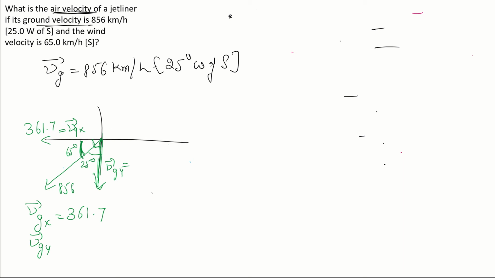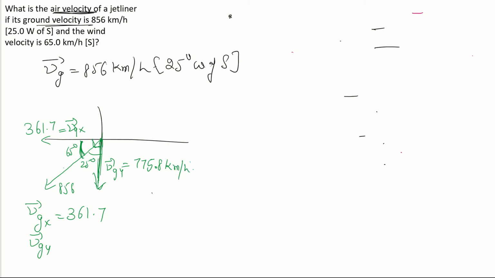856 sine of 65. So that comes out to be 775.8 kilometers per hour.